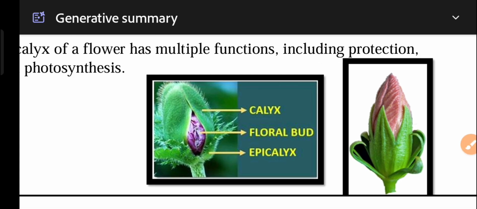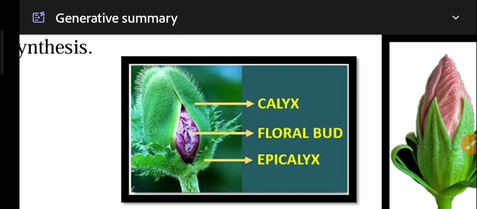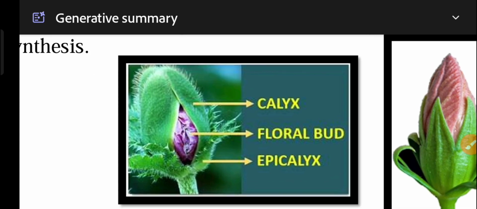So what is the function of calyx? The first function is that it protects. The calyx protects the flower bud from physical damage or any pest, and also it protects from high temperature and also low temperature.